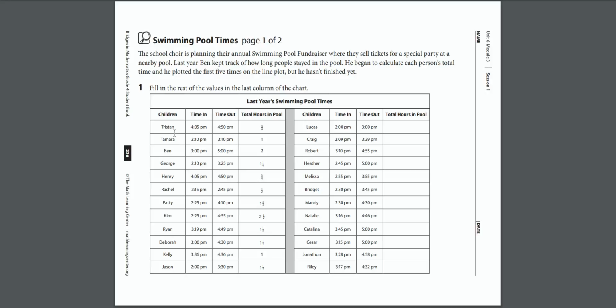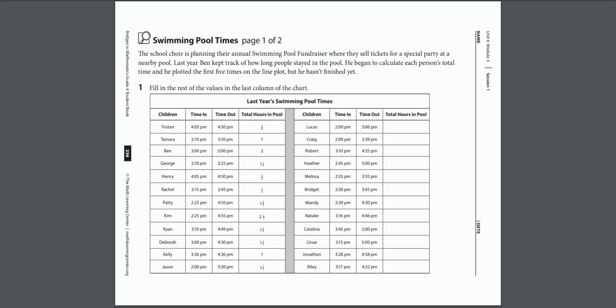So if you look at, for example, the first one is Tristan. Tristan went in to the pool fundraiser at 4:05 and left at 4:50. So he was there for 45 minutes, and 45 minutes is 3/4 of an hour. 15 minutes would be 1/4 of an hour. 30 minutes would be half an hour. And an hour obviously is an hour.